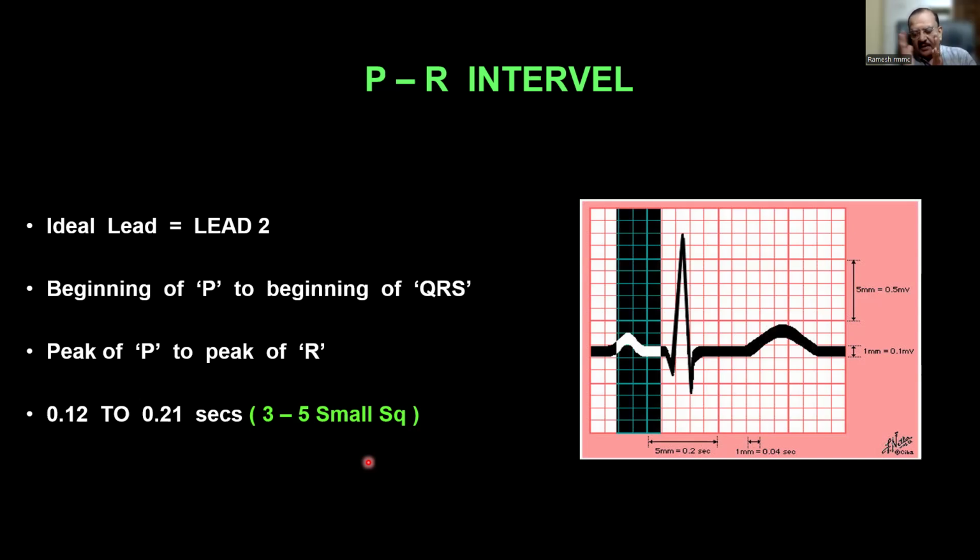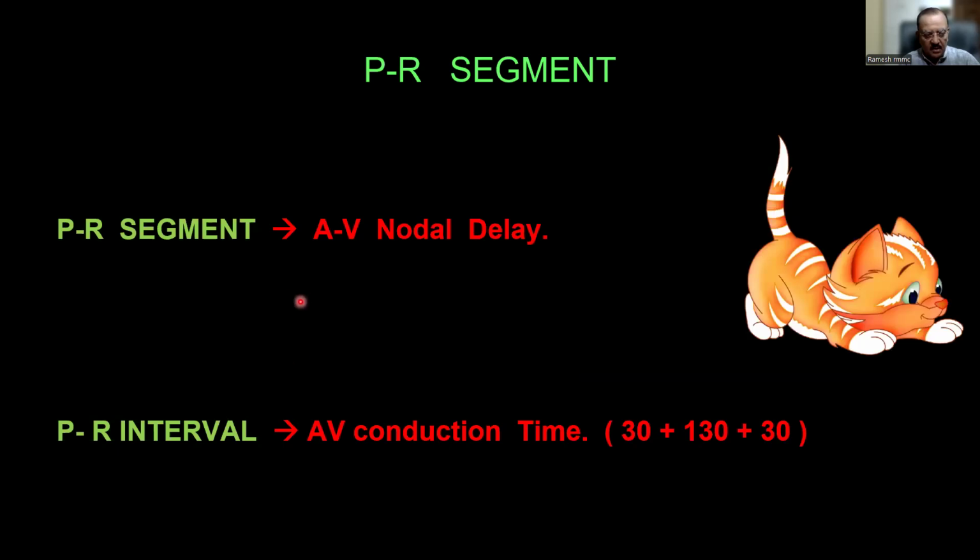Suppose the PR interval is prolonged, what do you understand? The PR interval should be only 5 small squares. A normal healthy AV node should give a delay of only up to 5 small squares. Suppose it gives excessive delay. It takes a longer time to conduct the impulse from the atrium to the ventricle. That means the AV node is unhealthy. It is not doing its job properly. It is taking extra time to conduct the impulse.